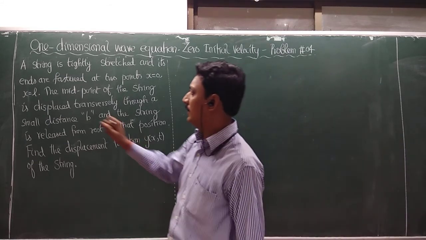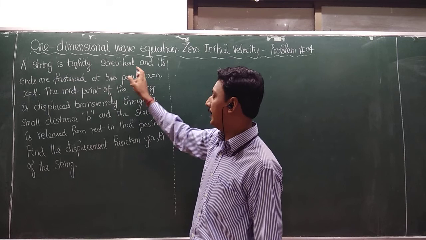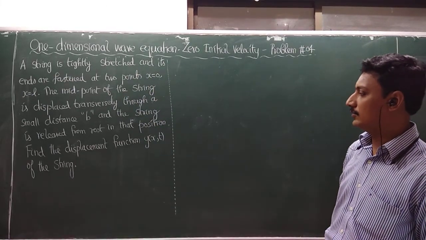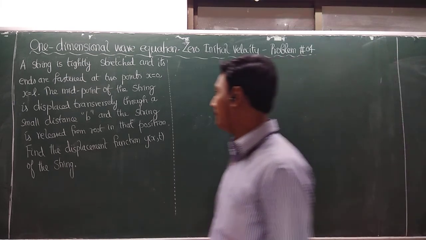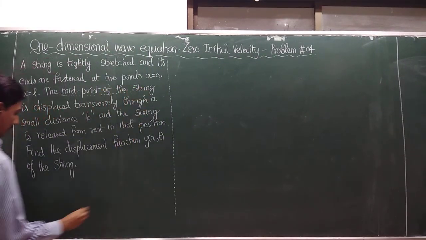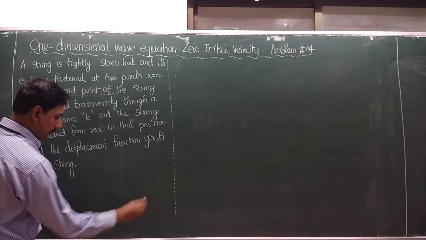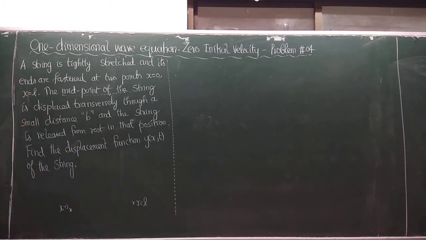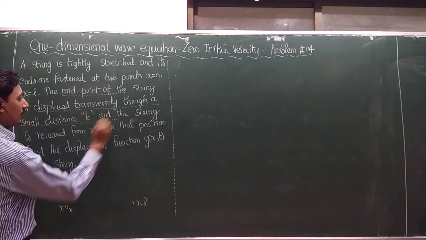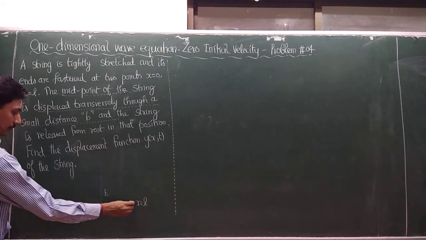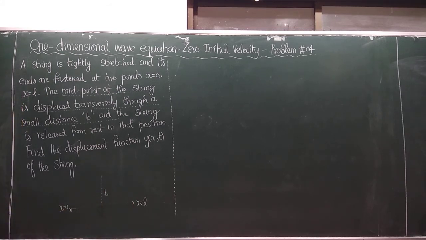Let us see that. The string is tightly stretched and its ends are fastened at 2 points, x equal to 0 and x equal to L. So these are the 2 points, x equal to 0 and x equal to L. And the midpoint of the string is displaced transversely through a small distance b, and the string is released from rest.